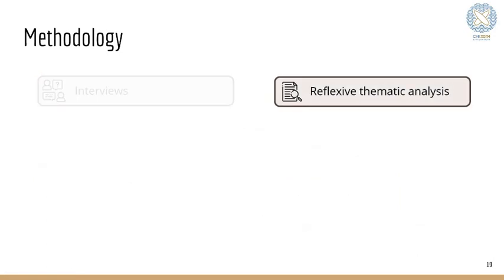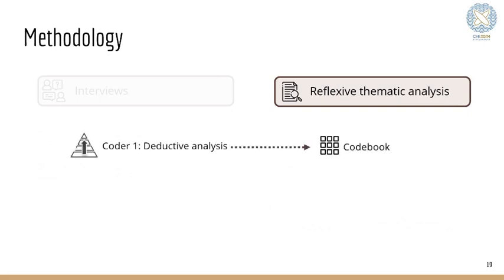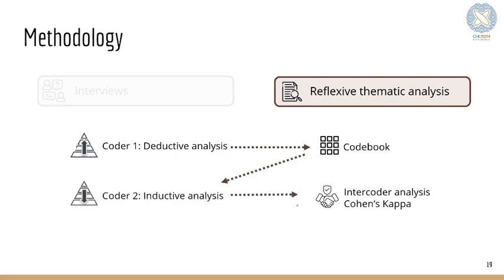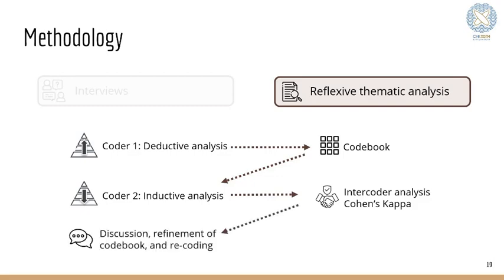With this information, we conducted an iterative reflexive thematic analysis. To start, a first coder carried out an inductive thematic analysis to create a codebook. Then, a second coder used the codebook to perform a deductive thematic analysis. We contrasted both results to verify intercoder agreement through the Cohen's kappa index. Both coders discussed differences and refined the codebook by adding, merging, modifying, or deleting codes. Then, the interviews were recoded with the new codebook.